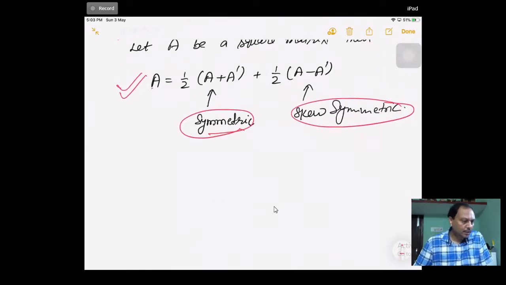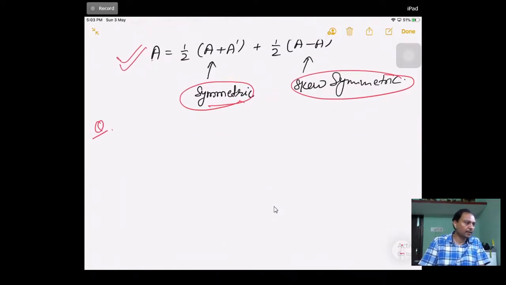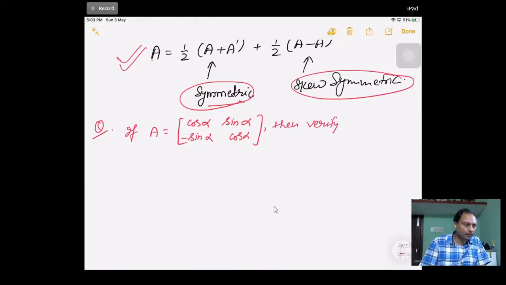Now we are taking one problem related to this. If A is equal to cos alpha, sin alpha, minus sin alpha and cos alpha, then verify that A prime A is equal to the identity matrix.